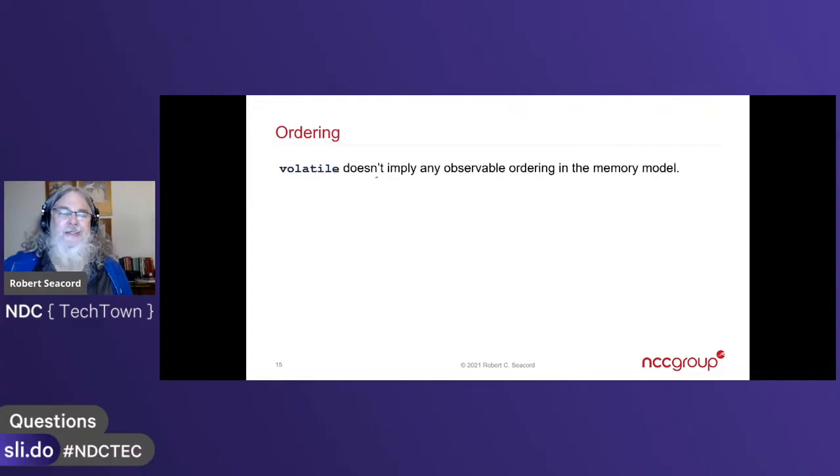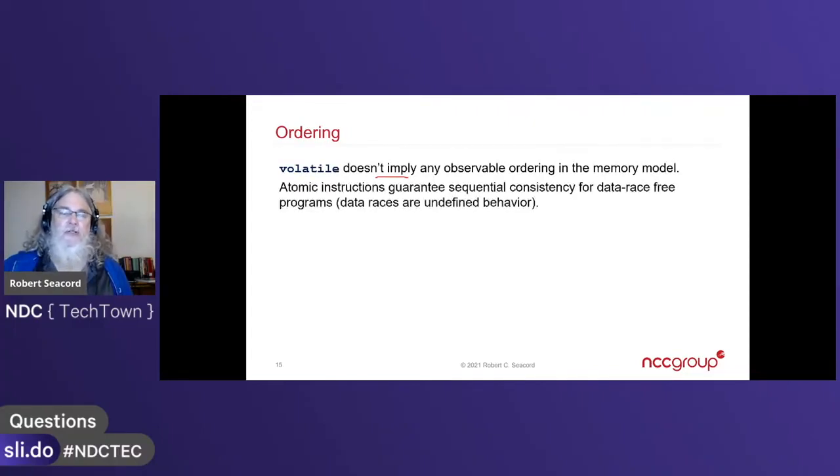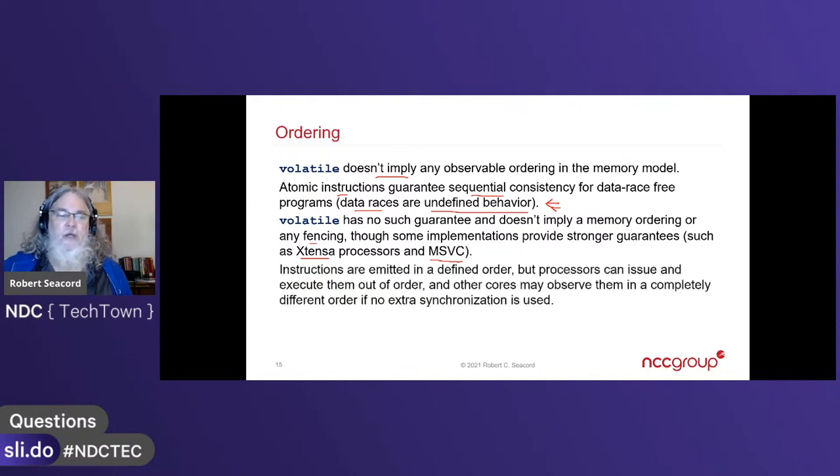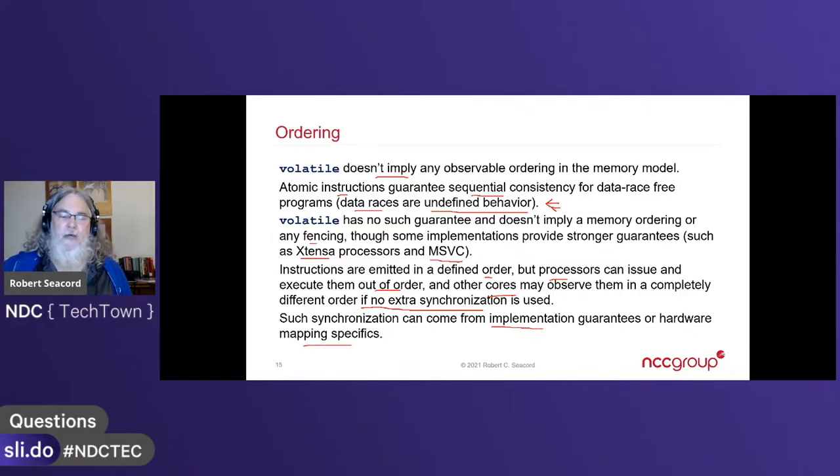So volatile doesn't imply any observable ordering in the memory model. Atomic instructions will guarantee sequential consistency for data race-free programs. If you have a data race, data races are undefined behavior, and once you have undefined behavior, basically anything can happen. There are no guarantees anymore. So volatile doesn't provide such a guarantee and doesn't imply a memory ordering or any fencing, although there are some implementations such as Itanium processors and Microsoft Visual Studio that will provide stronger guarantees. So the instructions are emitted in a defined order, but processors can issue and execute them out of order, and other cores can observe them in a completely different order if there's no extra synchronization being used. So this can come from implementation guarantees or hardware mapping specifics.